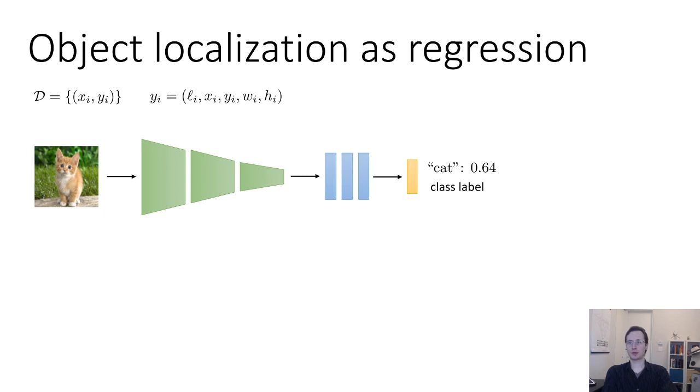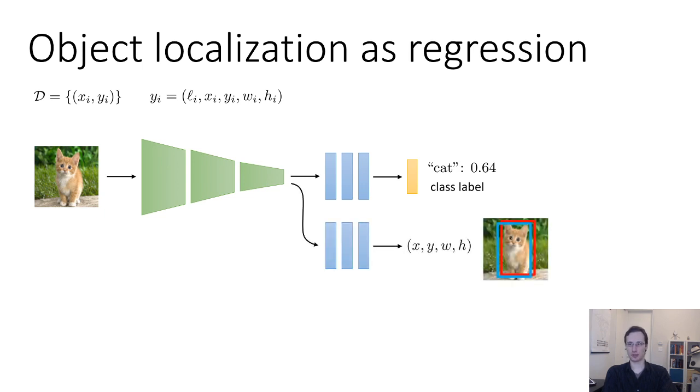And what we can do is simply take its convolutional layers and add another set of fully connected layers after them, whose job is to output not the semantic category, but just the x, y, w, and h coordinates for the bounding box. And there are a variety of ways to train this.